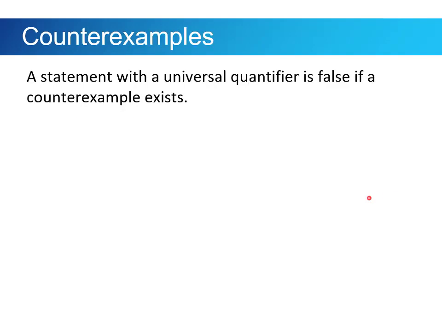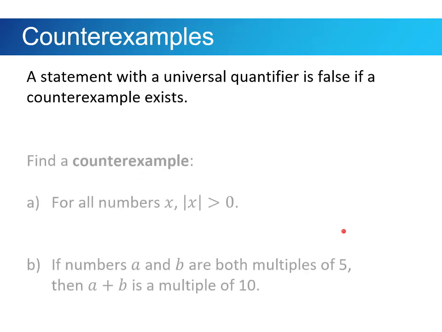Let's talk about counterexamples. A statement with a universal quantifier is false if a counterexample exists. So think about that last statement: No U.S. state contains a desert. That's universal. That's an absolute statement. But if I can find one U.S. state that does contain a desert, then that U.S. state is my counterexample. And the existence of a counterexample means that my absolute statement had to be false.